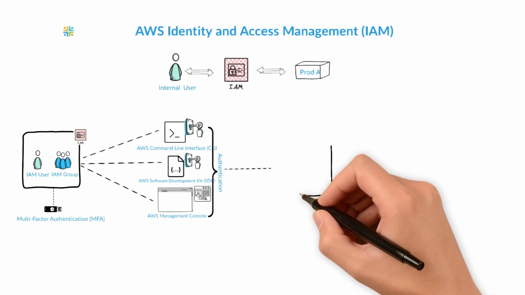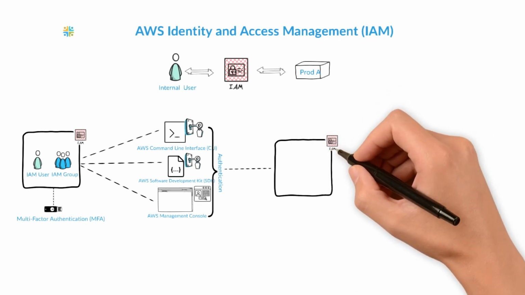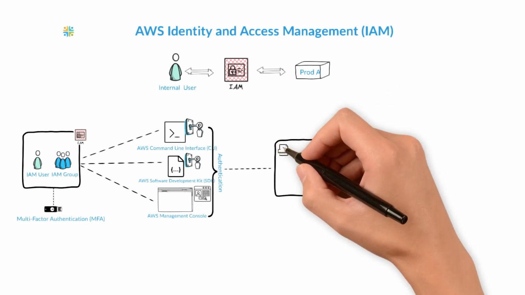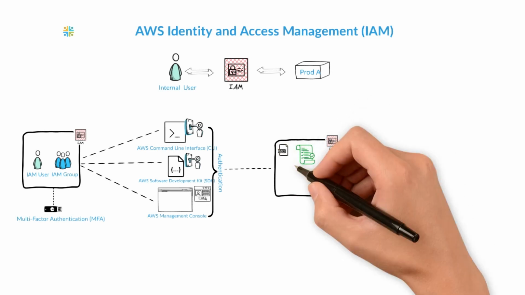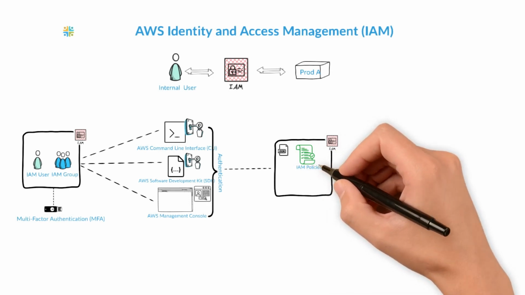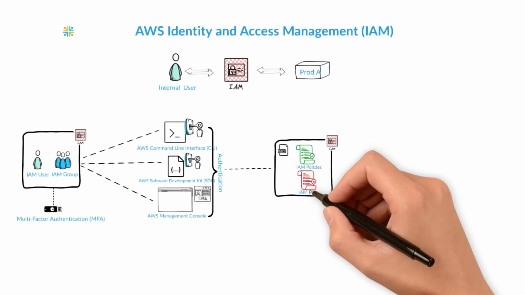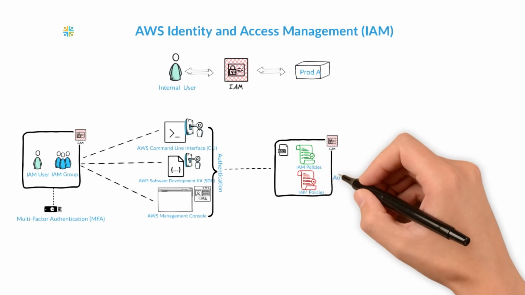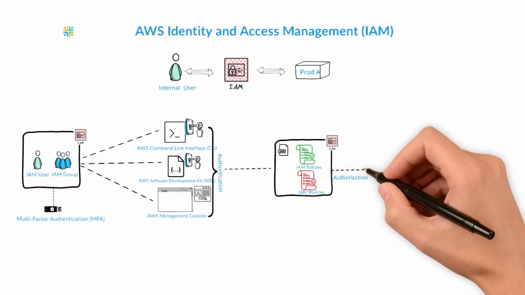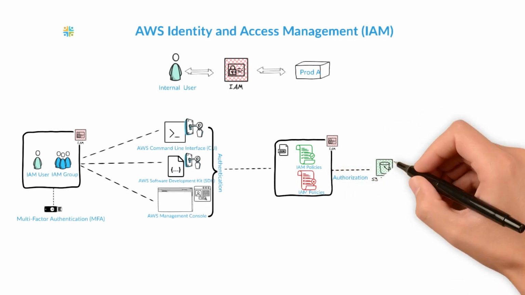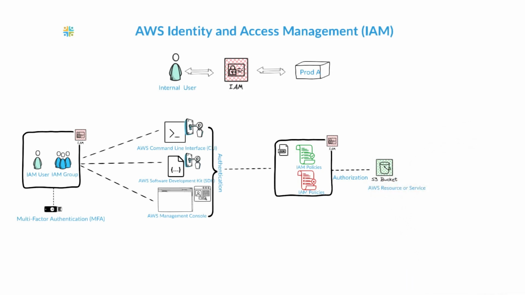Once your users have logged into AWS, they need permissions to the AWS resources. You can use IAM policies to provide them with that permission. IAM policies are JSON documents that are used to allow and or deny users access to the AWS services. This process is called authorization. Once your users are authorized, they will have access to the AWS resources.